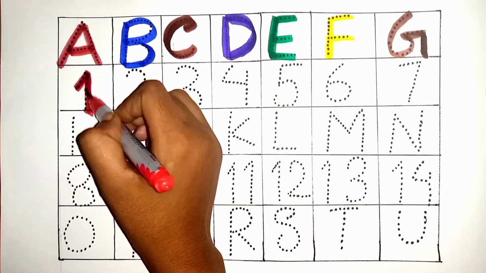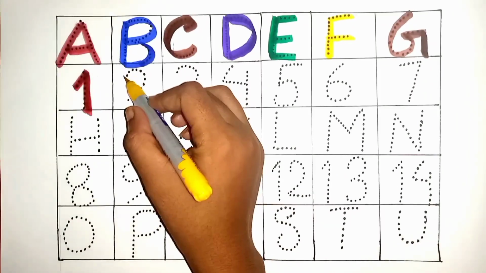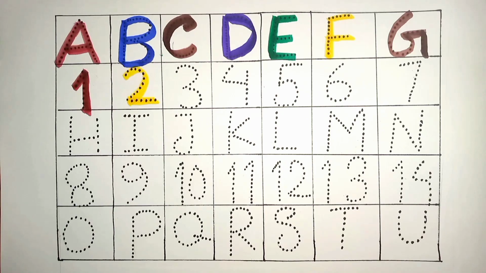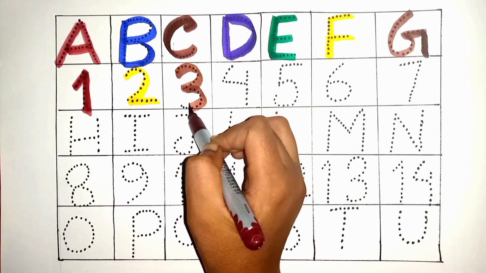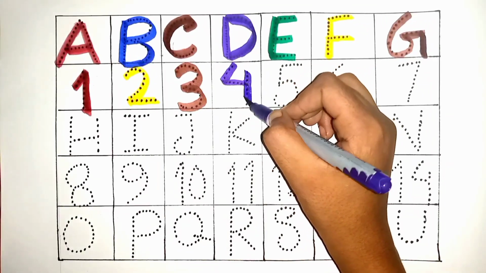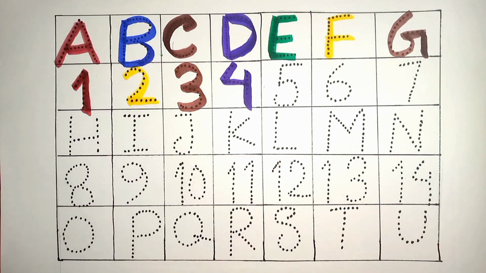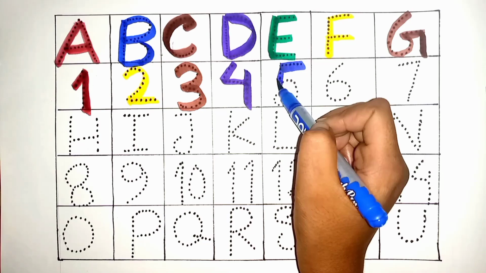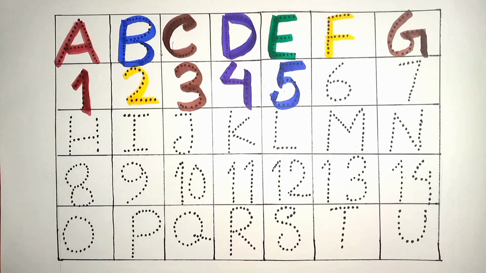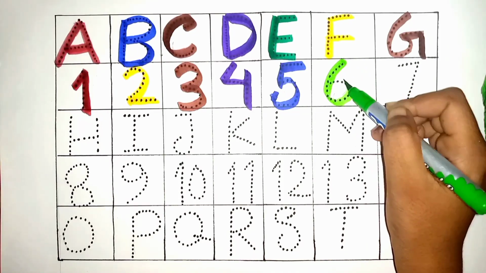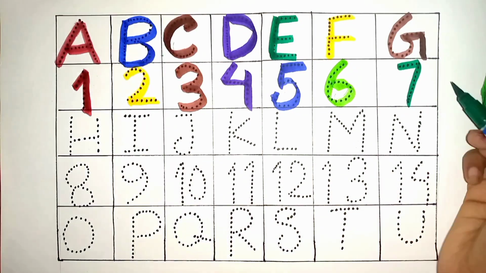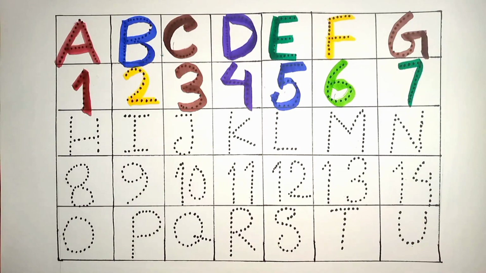One. Number two. Number three. Number four. Number five. Number six. Number seven.